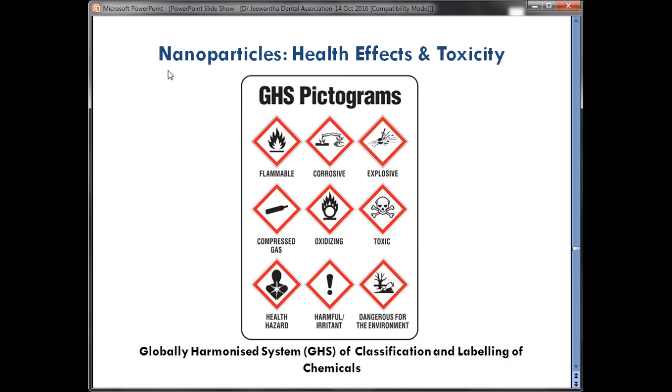And then corrosive. If it's corrosive, you can't eat it. That's it. There's no question. And explosive is explosive. Right. And then compressed gas, oxidizing, toxic. Toxic means you don't need to test it. That's it. And also here: health hazard, harmful and irritant, and dangerous for the environment. So, for example, chlorine gas: if you have a gas tank, it has this symbol. Dangerous for the environment.